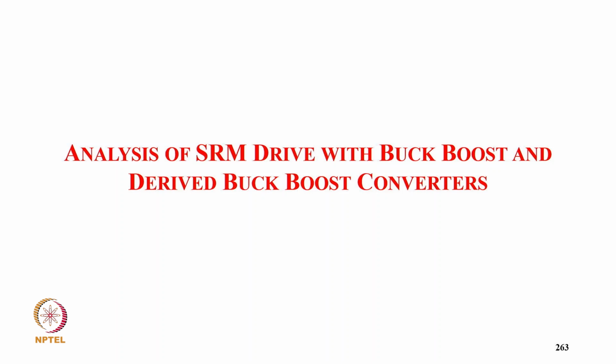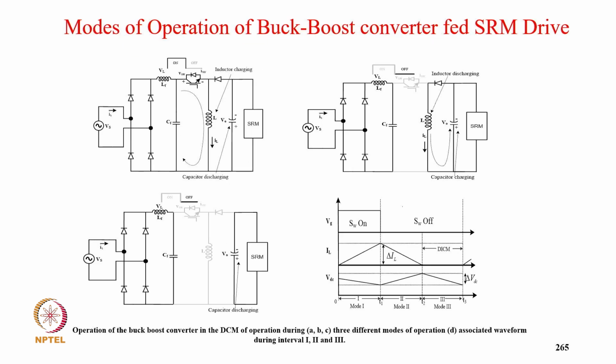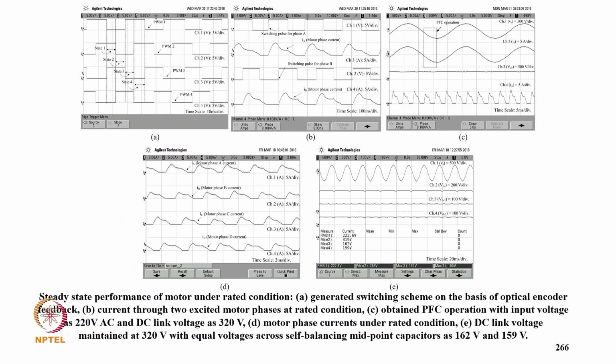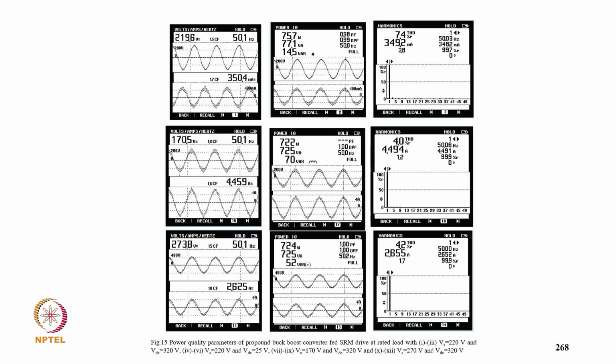Now coming to the analysis of the SRM drive with buck boost and derived buck boost converters. This is a buck boost converter with the inductor designed in DCM. It gives inherent power factor correction for the output. These are the different modes: device conducting, output diode conducting, and none conducting, and the waveforms. And these are the experimental waveforms: the supply voltage, supply current, winding currents, the four winding currents, and the DC-link voltage. And this is the inductor current, showing how it is designed in DCM, and the power quality performance.